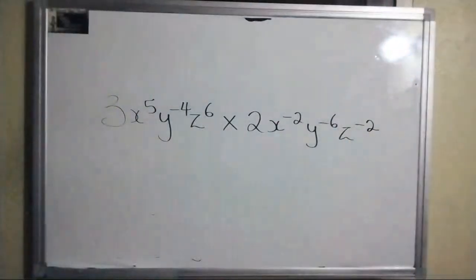I want you hard. Think you can manage that one, yeah? 3x to the 5th, y to the minus 4, z to the 6, times 2 to the x to the minus 2, y to the minus 6, and z to the minus 2. Alright?